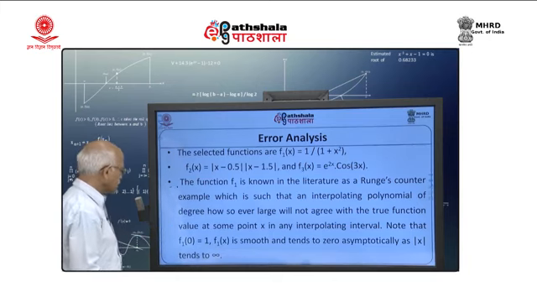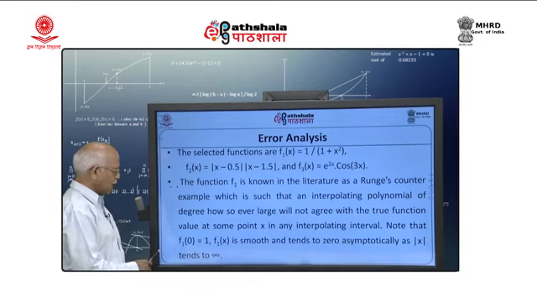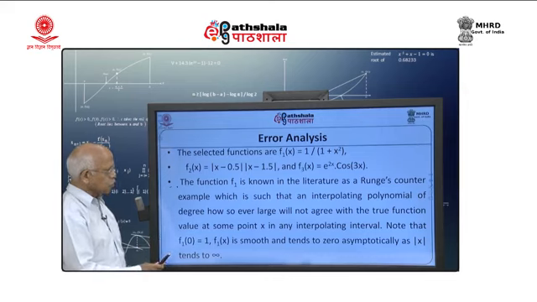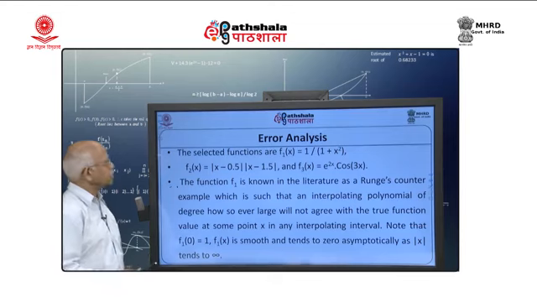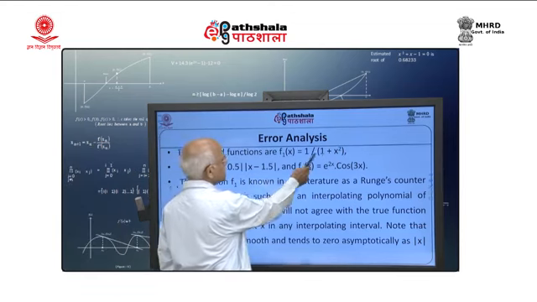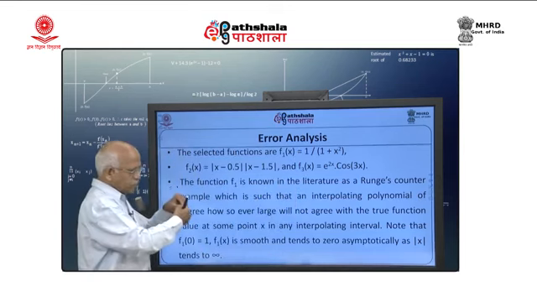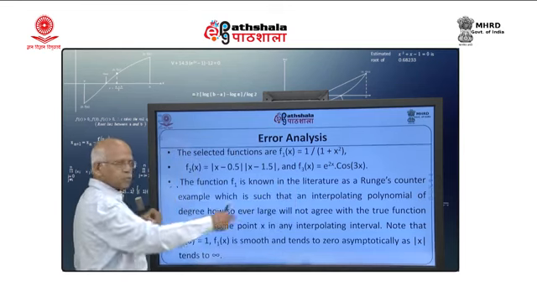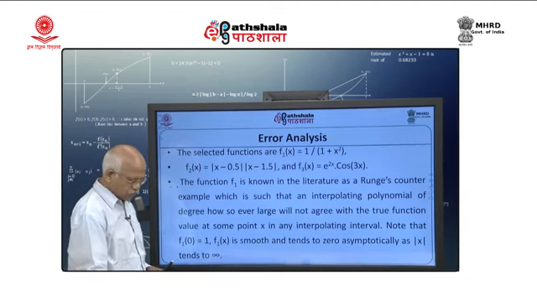Note that f1(0) is 1 and f1(x) is smooth and tends to 0 asymptotically as mod x tends to infinity. You can see here f1(x), when I put 0, I will be getting 1. So, your function will be decreasing from 1 and asymptotically decrease to 0 as x tends to infinity.